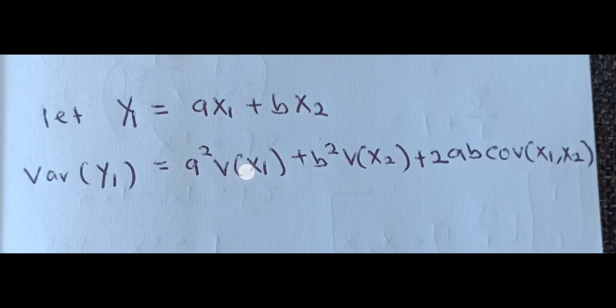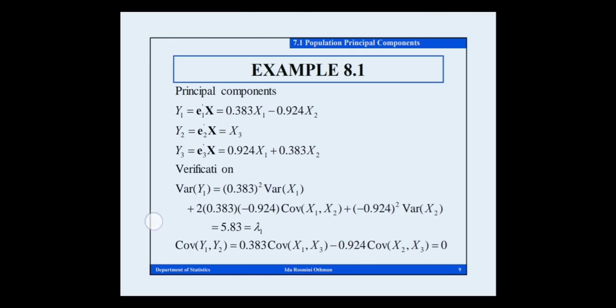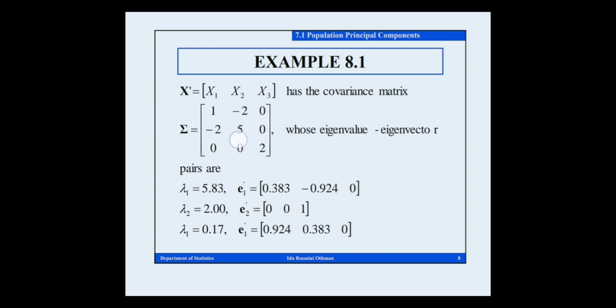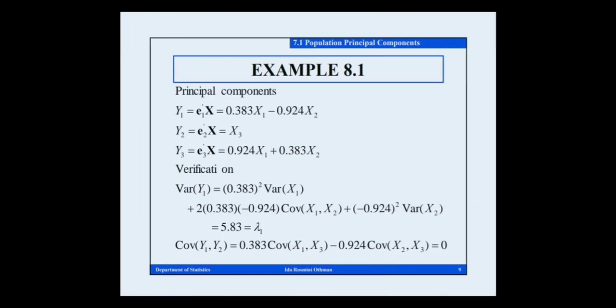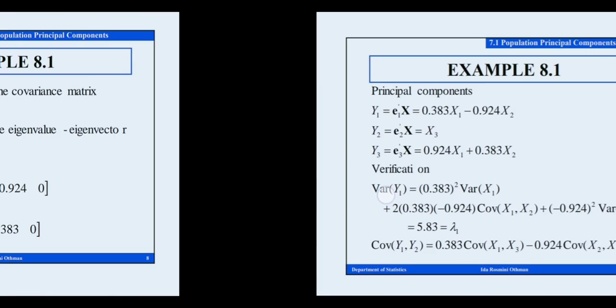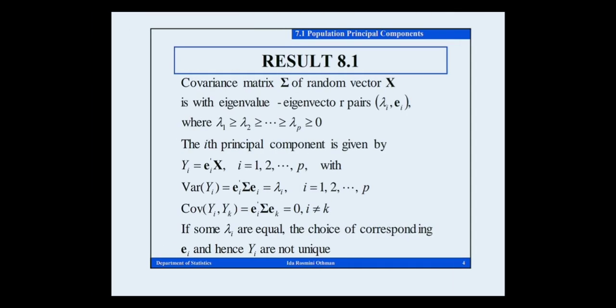So macam mana dapatkan variance of x1, variance of x2, variance covariance of x1 and x2 is from the values from the covariance matrix of big sigma. Okay, so you boleh tengok nanti. Dalam your textbook example 8.1 ni ada dekat page belakang sikit, 434. Boleh check.